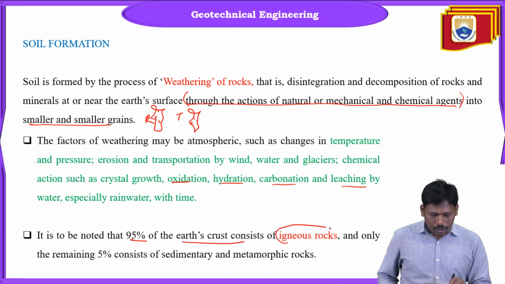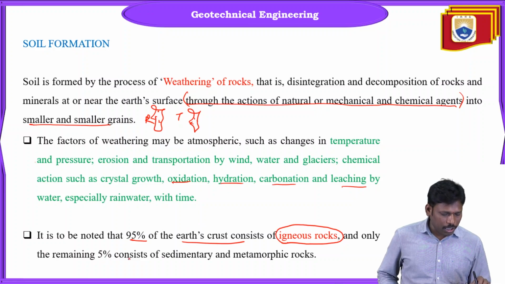It is to be noted that 95% of the earth crust consists of igneous rocks. So we'll discuss this igneous rock. 95% of the earth crust consists of igneous rock, and only the remaining 5% consists of the other two types of rocks, called sedimentary and metamorphic rocks.